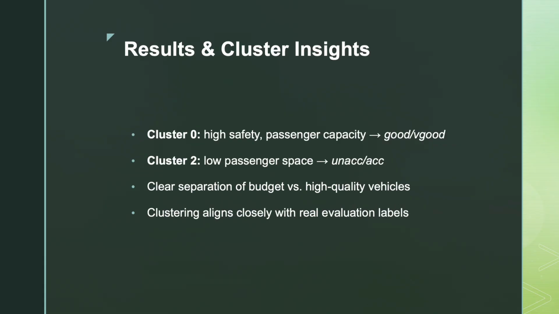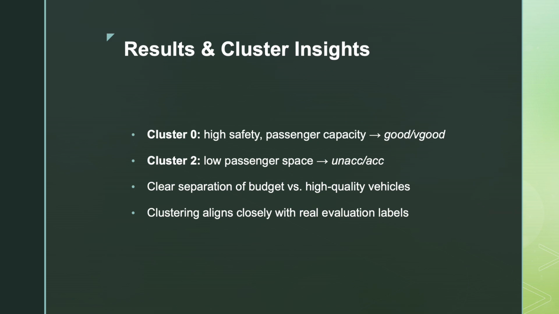Next, results. Cluster 0 captured higher quality cars, that is higher maintenance level, higher passengers and luggage, and better safety, aligning with good or very good. Cluster 2 captured small budget cars with low passenger capacity and lower safety, aligning with the acc or unacc category. We validated cluster assignments against the reserved evaluation labels and found good alignment.